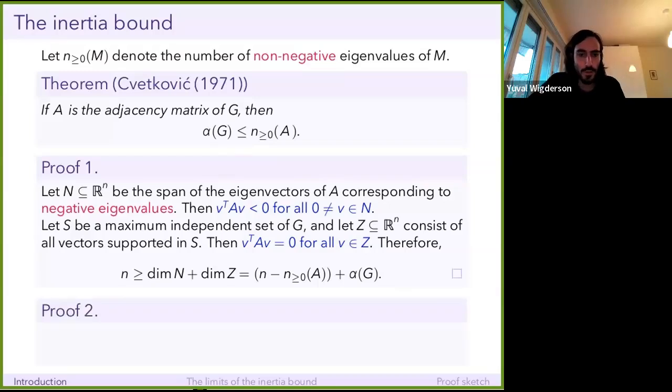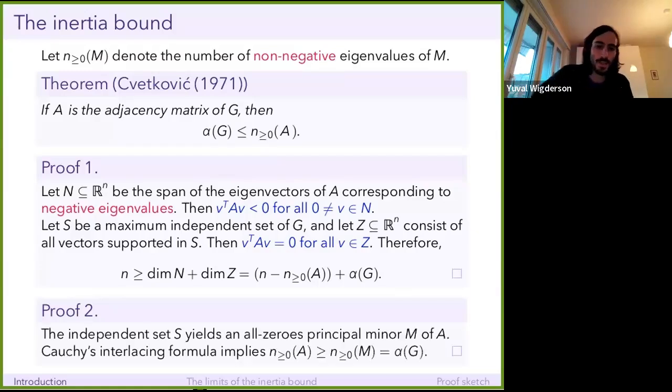Okay, even if you're not, I'll show you another proof, which is even shorter. It's actually the same proof, but it's just a different way of looking at it, which is just this largest independent set. As I said, it's a block of zeros in the adjacency matrix. And then Cauchy's interlacing formula says that the number of non-negative eigenvalues of the whole matrix is at least the number of non-negative eigenvalues of any principal submatrix. And the submatrix of all zeros has only 0 as an eigenvalue. So you get this inequality. And if you unpack enough, you'll see that these are the same proof. But hopefully you liked at least one of them.